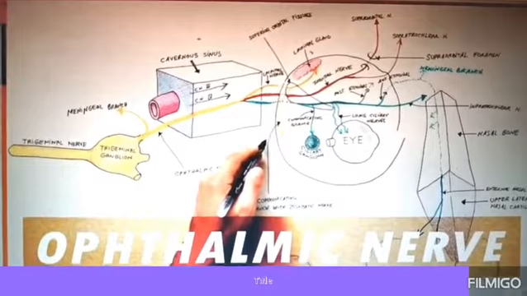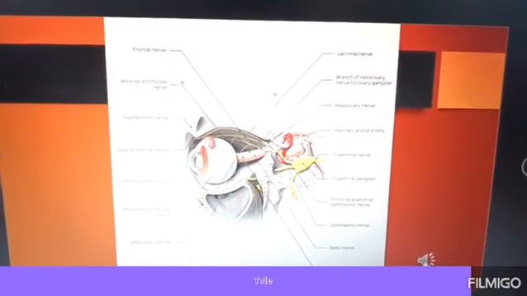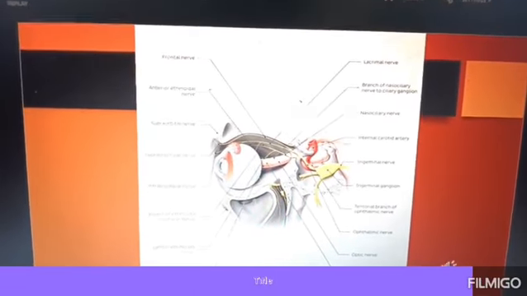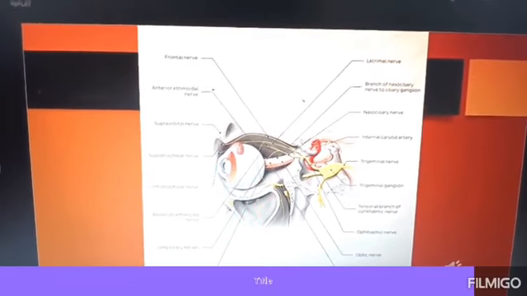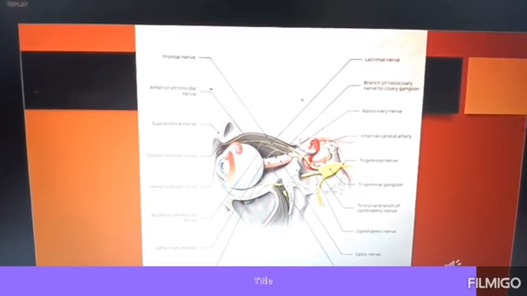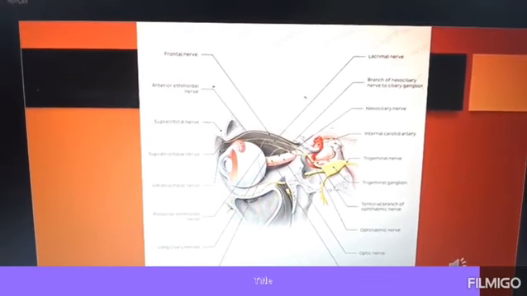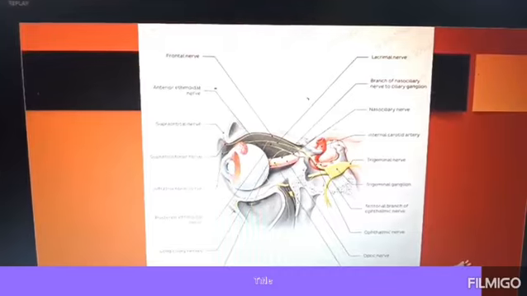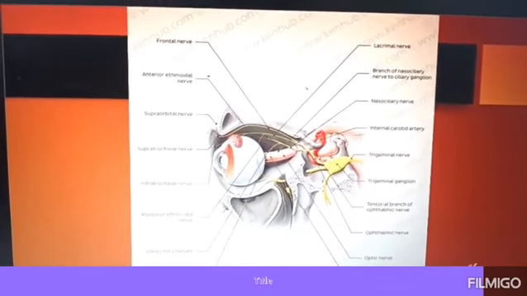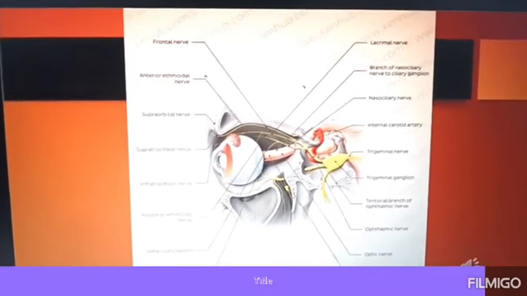So this arises in the nasal cavity. Previously I told you about branches arising in the orbit from the nasociliary nerve. So nasociliary nerve also gives some branches in the nasal cavity to supply the mucous lining of the cavity. Then terminal branches of the ophthalmic nerve on the face.